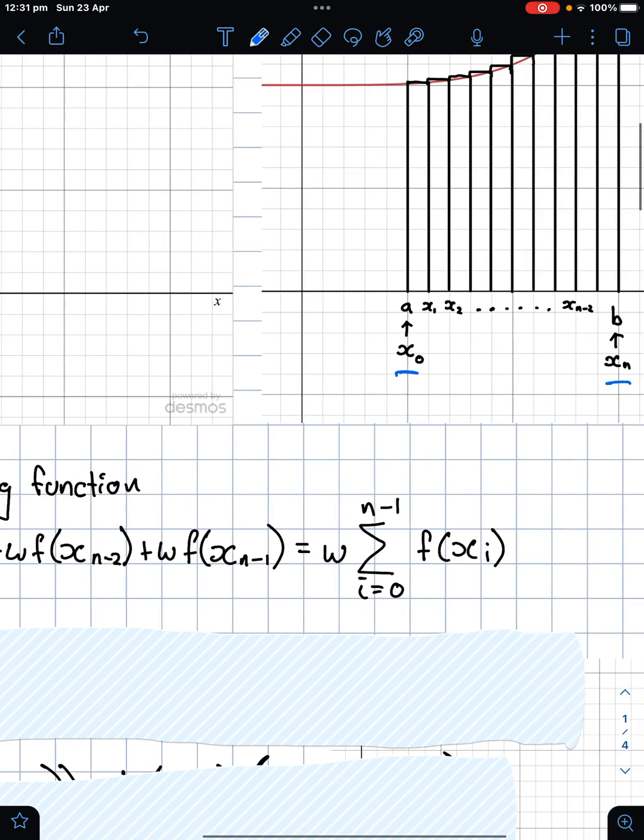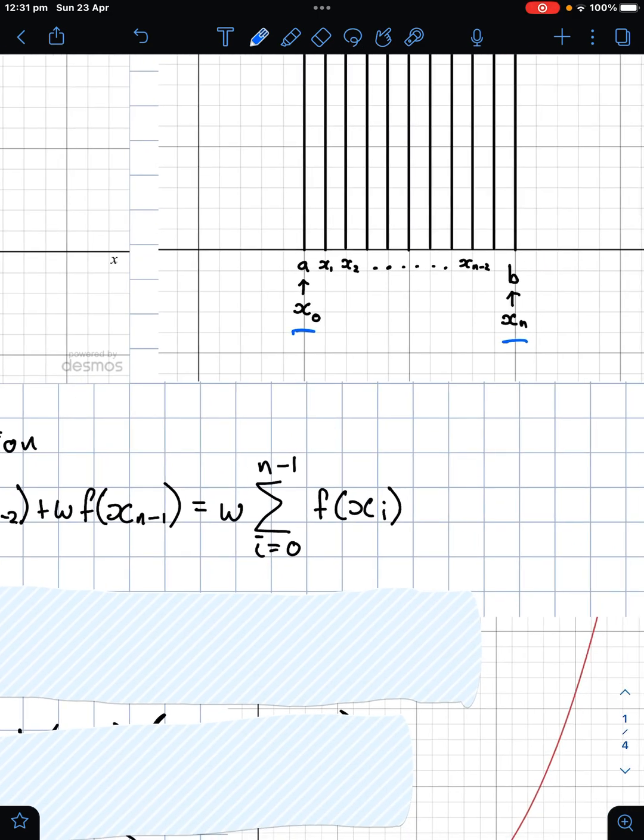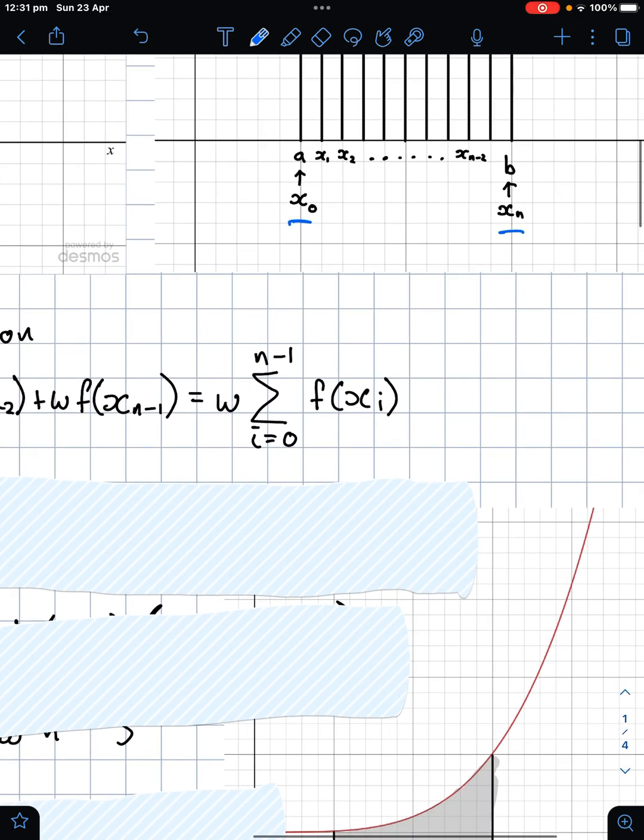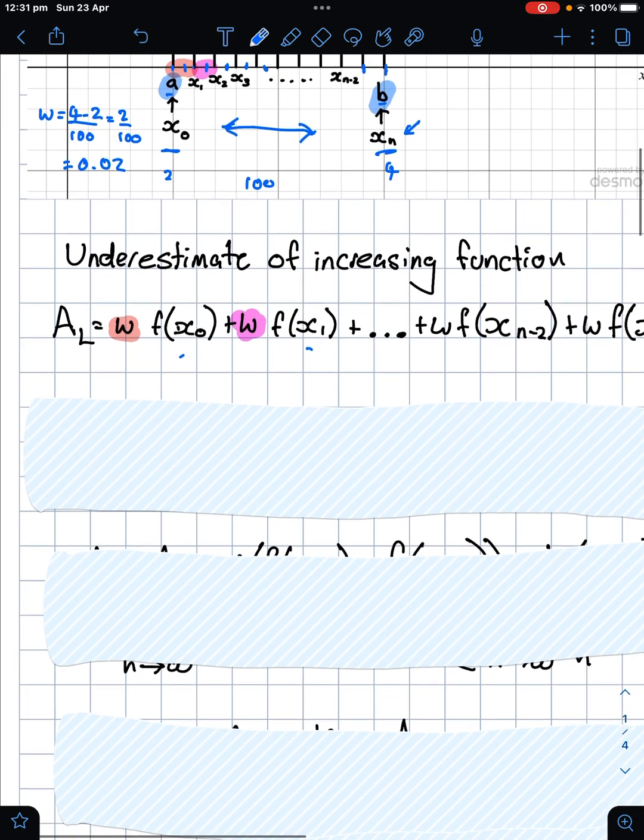Okay, and this can be written in sum notation. If we weren't using this program on our graphics calculator, we would actually have to use sum notation like this to calculate these intervals. Okay, cool.